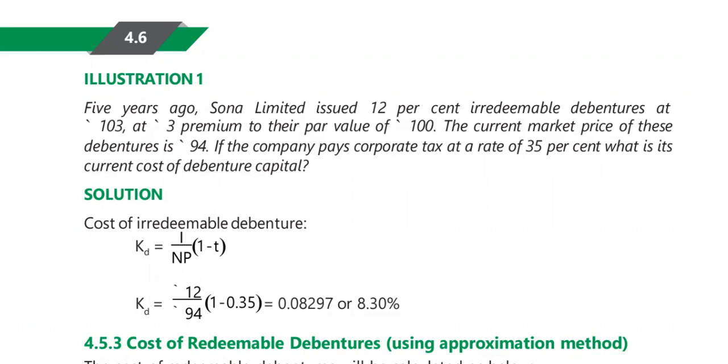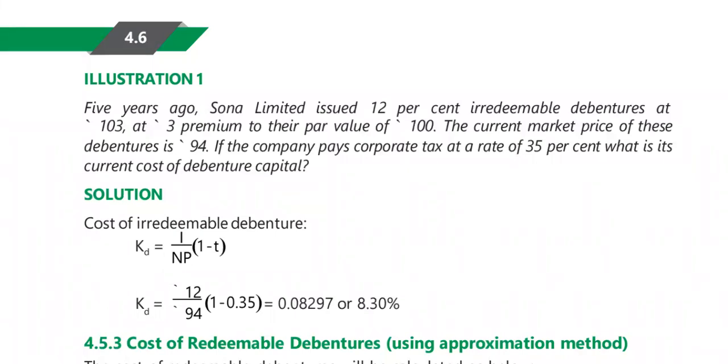Premium means when you are going to issue for more than the face value. Suppose the face value is 100 and you are issuing it for 103 rupees. That 3 rupees extra which you are charging is called premium, while discount is issuing for less than the face value. Now let us see the problem part here.